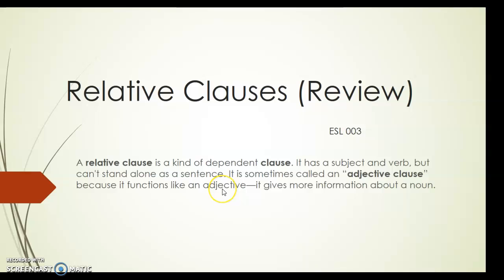Now, remember, we've already gone over parts of speech. Adjectives was one of them, and noun was another one. Let's continue.